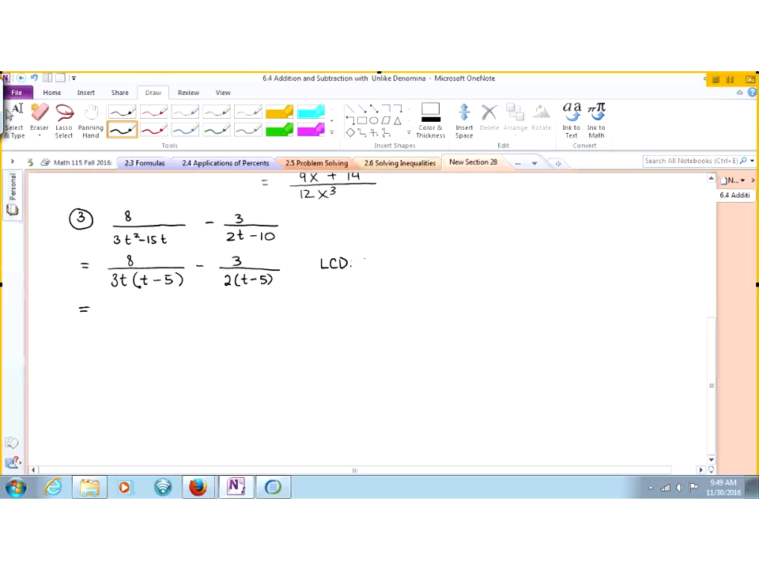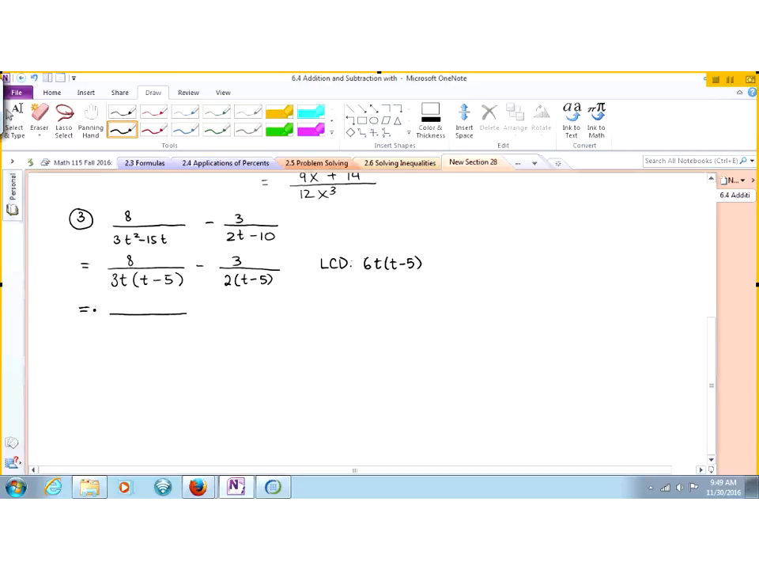Now, let's look at this. Scan this. So you have 3 and 2. What is the LCD of 3 and 2? 6, right? What about this? T, and then t minus 5? All right. That's your LCD. What is the highest exponent? Oh, nothing. No exponent.